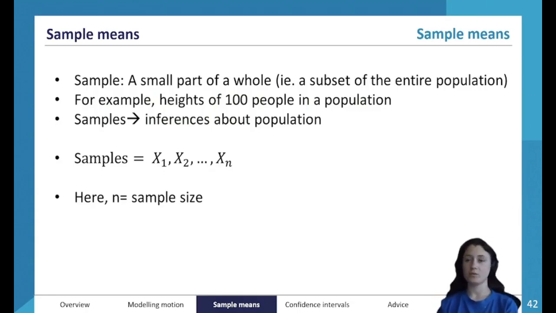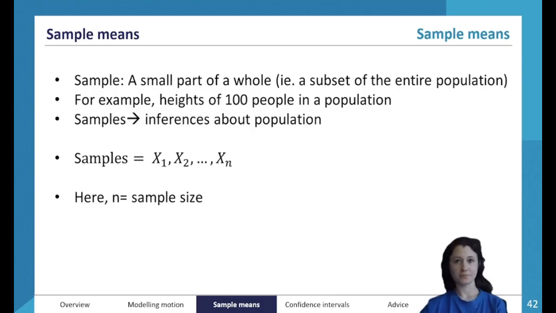A sample is just a small part of a whole, a subset of the population. Alright? So the height of 100 people in the population would be a sample of the whole population. If you have a sample, you can make inferences about the population. If your average height from those 100 people is like 1.7 meters, you can say the population average is probably going to be around that. And obviously we can make more complex statistical assumptions, but that's kind of what we're doing there.